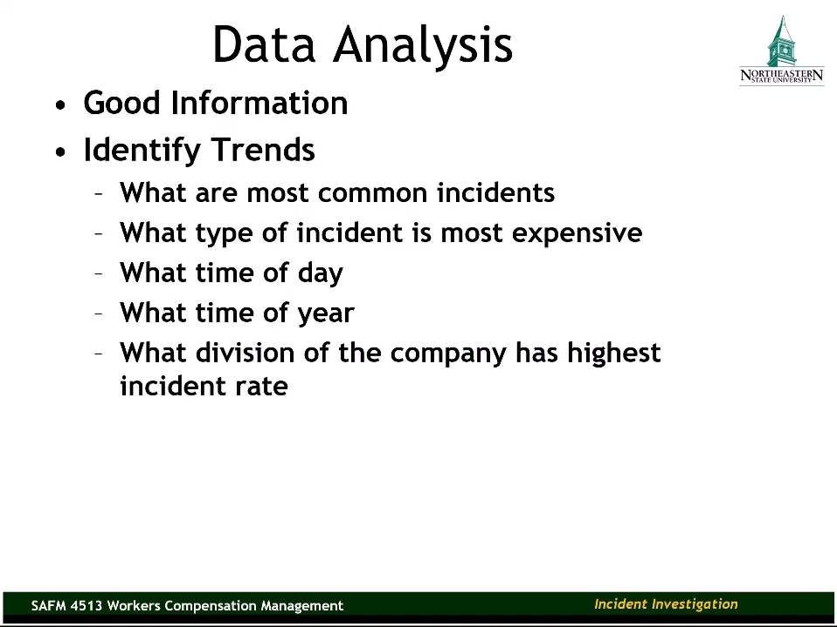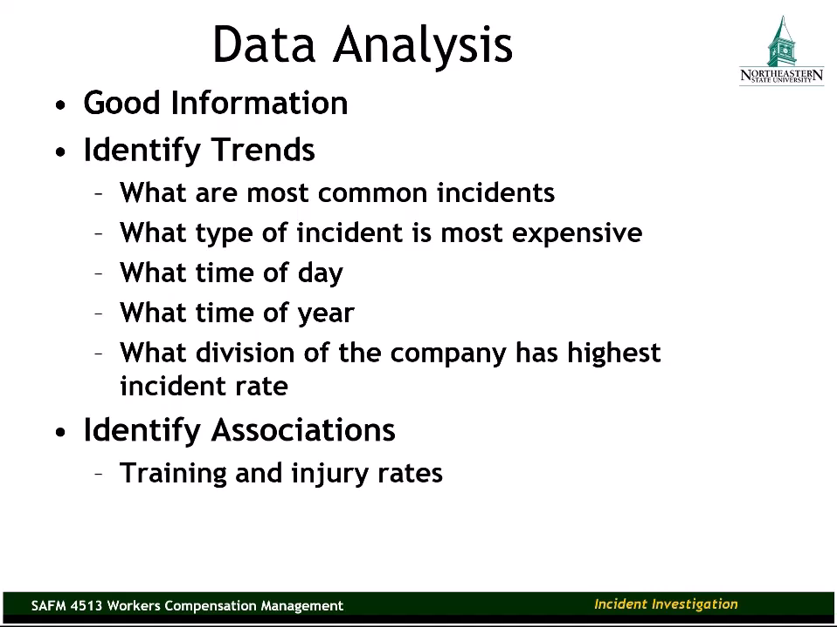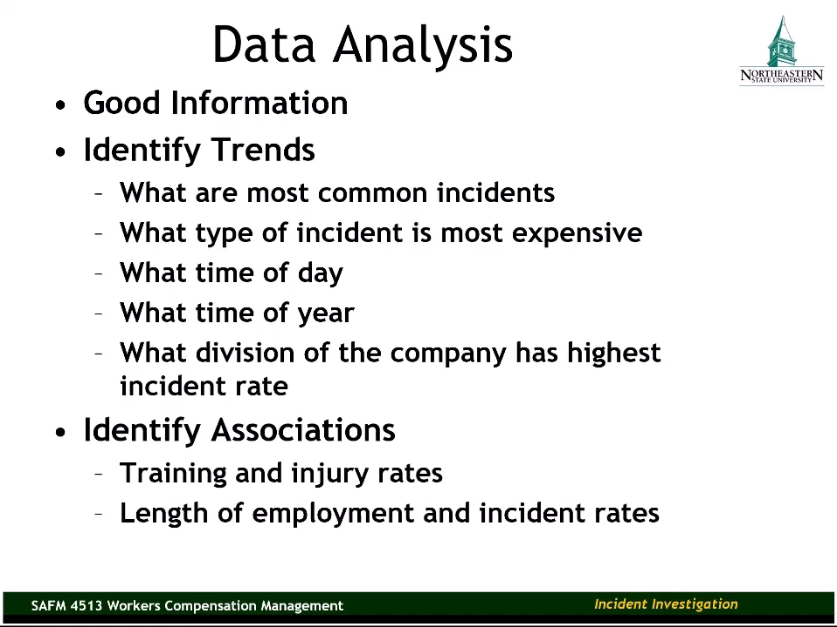You could also, at a large company like a Kiewit or an AECOM, identify what division is having the highest rates, highest numbers of incidents, and that might be a signal to the corporate safety director, hey, they need to spend more time focusing on that particular division. You could also identify different associations. What is related to the injury rates? Maybe it's training. You see that the divisions that place more emphasis on training have lower injury rates, or you might see vice versa. Length of employment and incident rates.